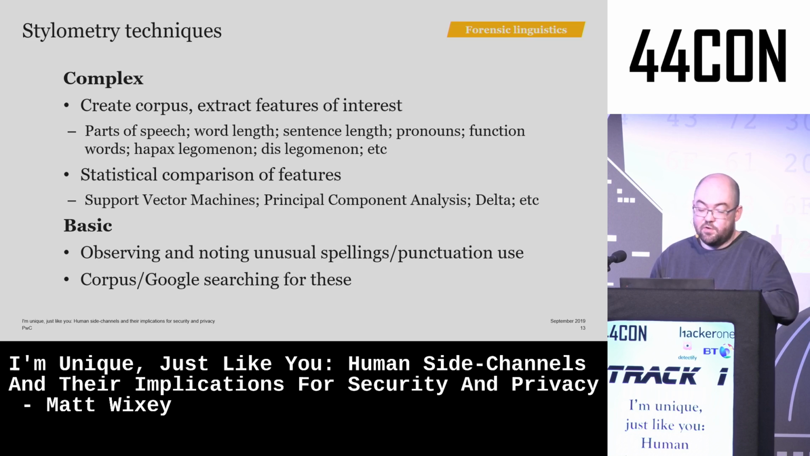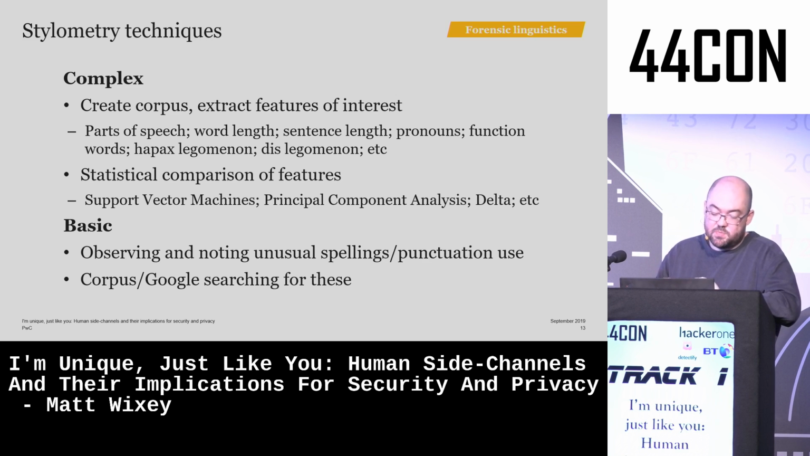Complex techniques would involve the creation of some kind of corpus, a collection of texts, and extracting features of interest. Typically that's done automatically, particularly looking at things like parts of speech, word length, sentence length, and then doing some form of statistical comparison. That used to be done manually. It's now done principally with machine learning, particularly support vector machines and principal component analysis, but there are other techniques as well. A really hot topic of debate in forensic linguistics is which of those techniques are better, but we're not going to go into that here.